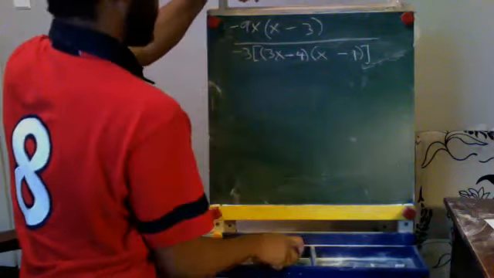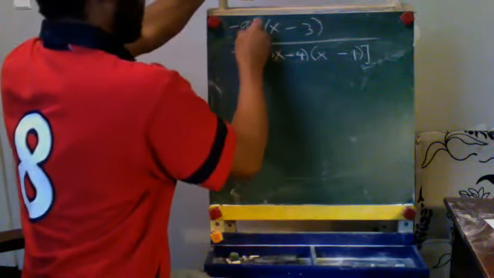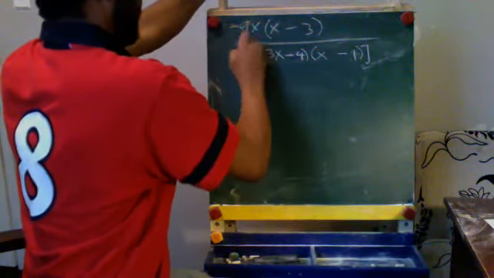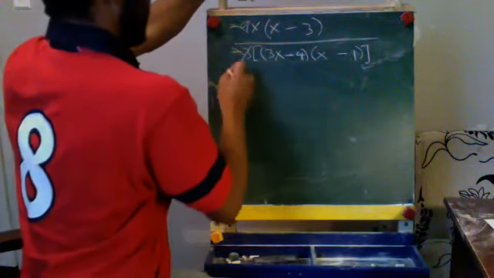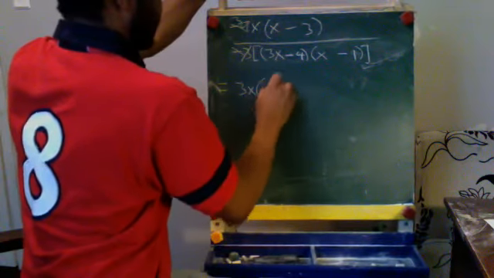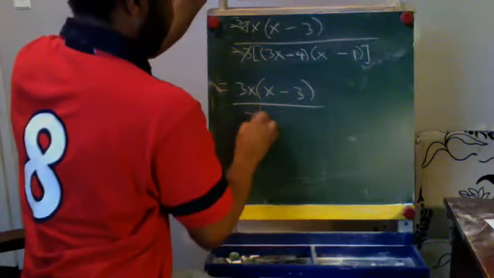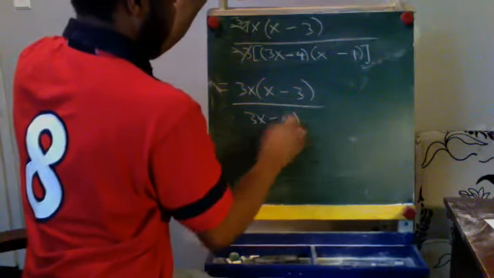Okay. So if you notice, I can now cancel negative 3 into negative 9, right? That is going to give me a 3 here. And so this is just going to give me a 3x times x minus 3, and that's now going to be 3x minus 4.